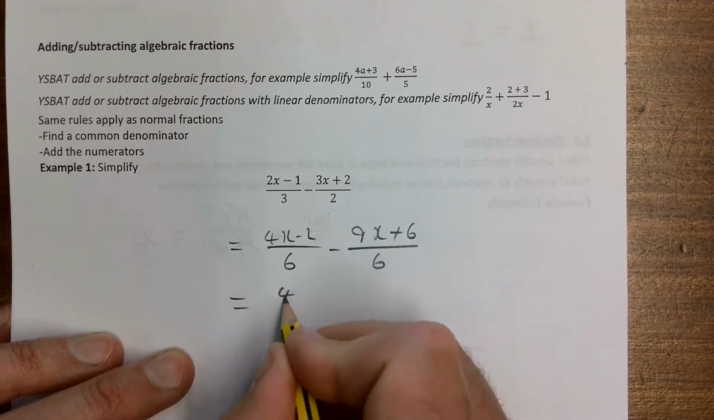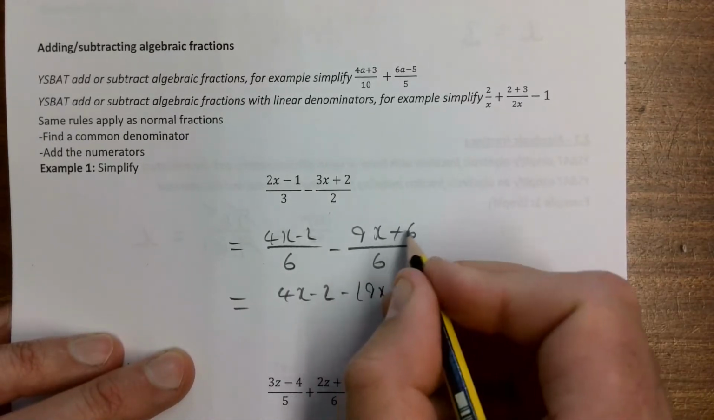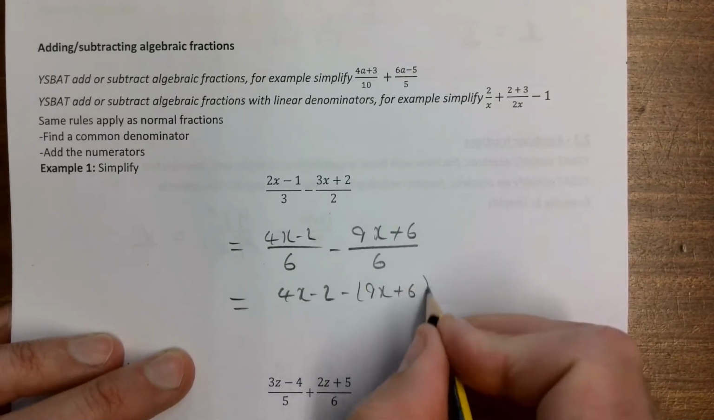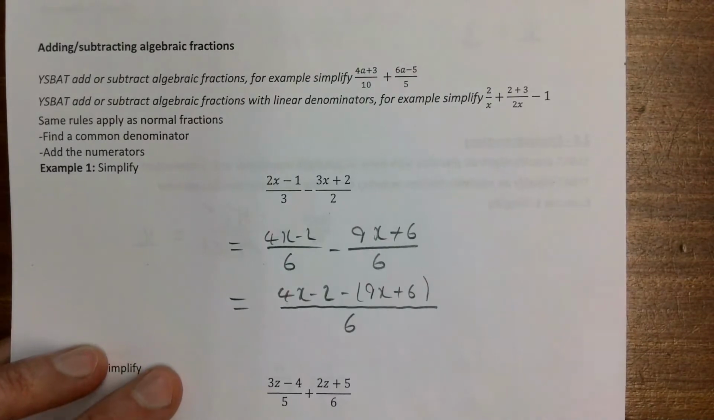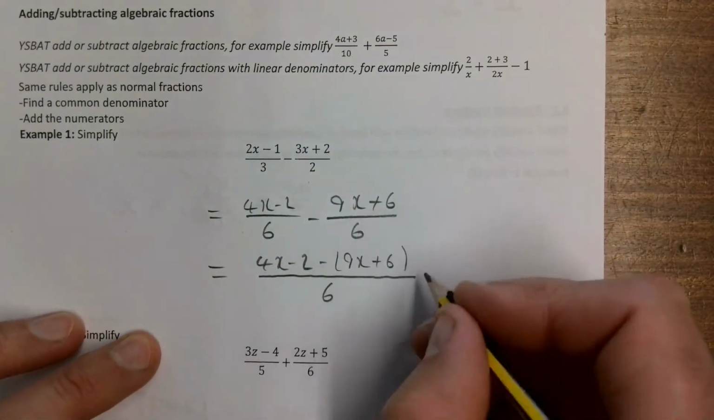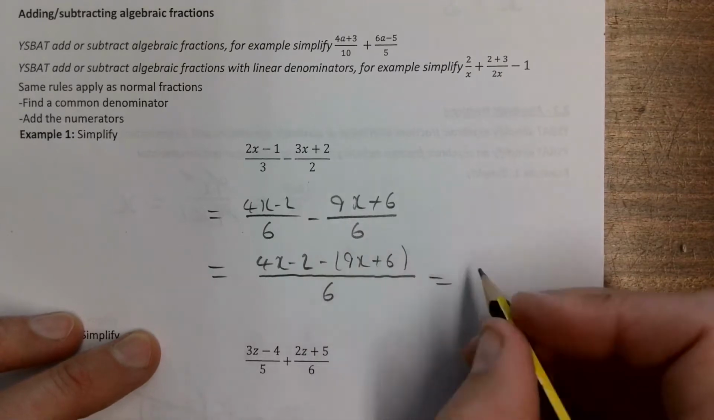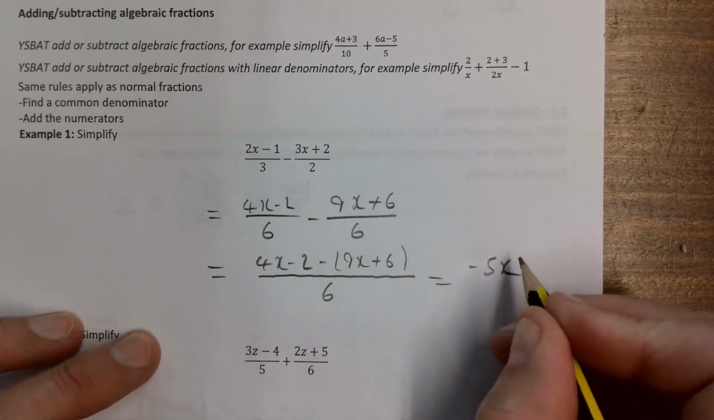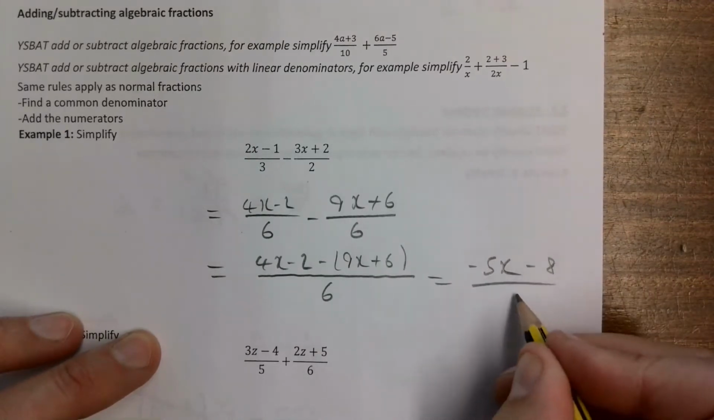Some people then go 4x minus 2 minus, be so careful here because that turns into a minus as well. So it's 9x plus 6 is being taken away. That's all over the one denominator. I hope you see where that's come from. And then finally tidy it up. So we have 4x take away 9x, that's minus 5x, minus 2 minus 6 minus 8, and that's all over 6.